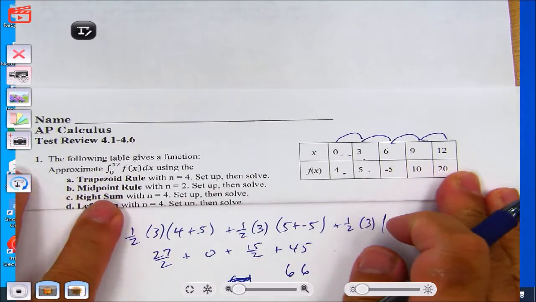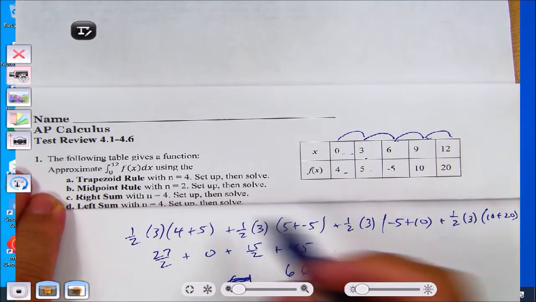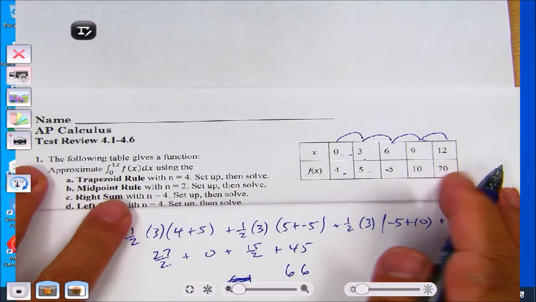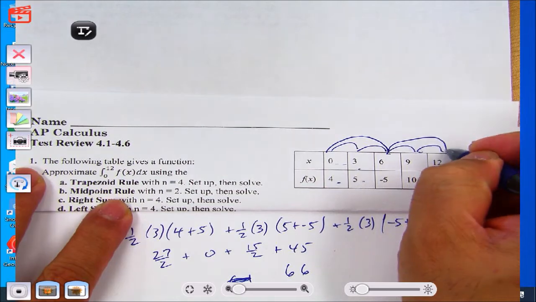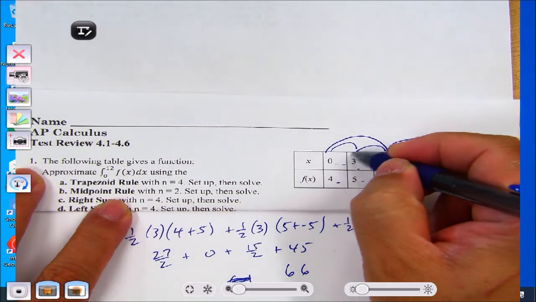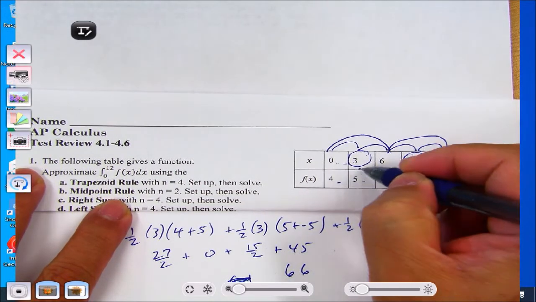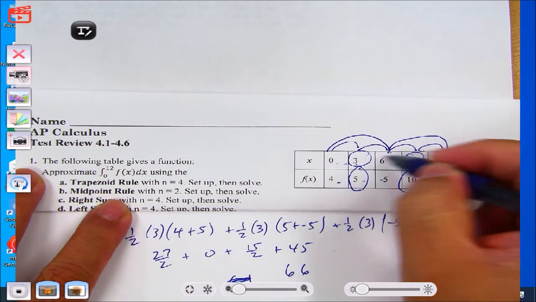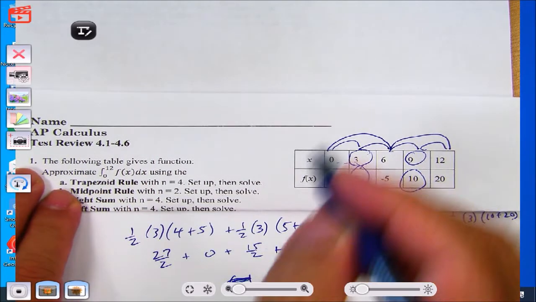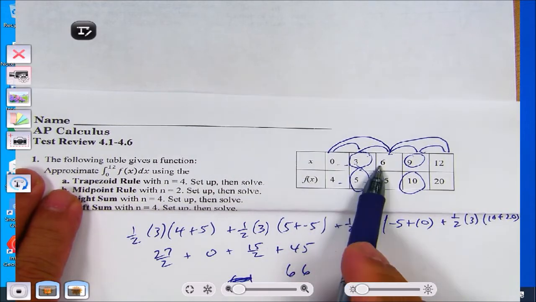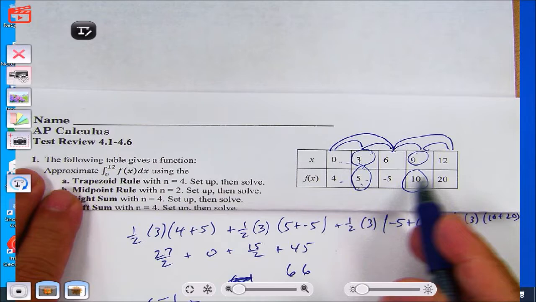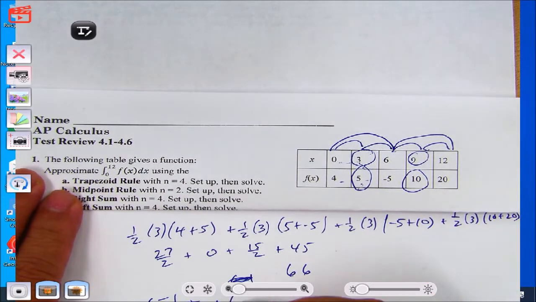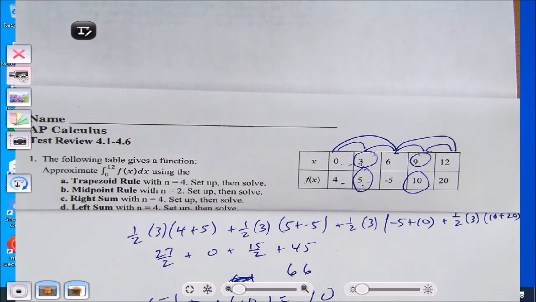Alright. Example B, midpoint rule, n equals 2. So you're going from 0 to 6 is one subinterval, and 6 to 12 is the next subinterval. So the midpoint is at 3 and 9. So you're going to use the y value that's associated with the midpoints. So that's the height. So the width of the rectangle is 6, so it's 6 times the height, which is 5, plus 6 times 10. That gives 90. So that's the answer to B.